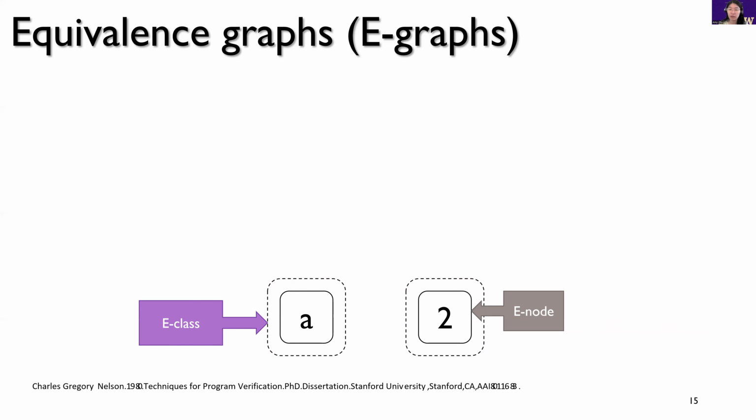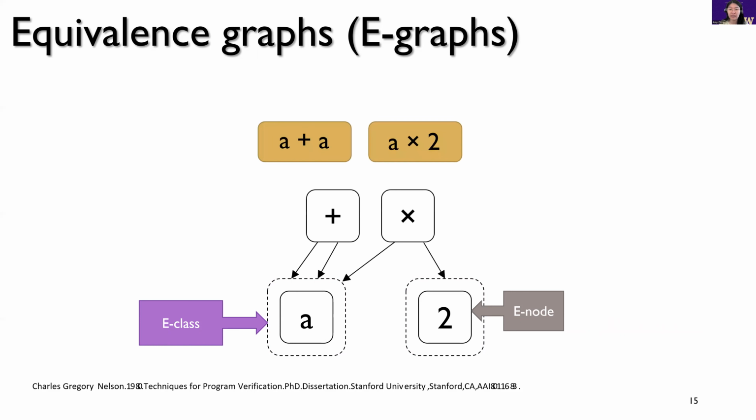Now, what happens if we want to represent the programs A plus A and A times 2? Notice that these two expressions are equivalent, so they belong in the same E-class. Also note that when we added arrows to the node's children, we pointed to the E-class rather than a specific E-node. Why is this helpful?